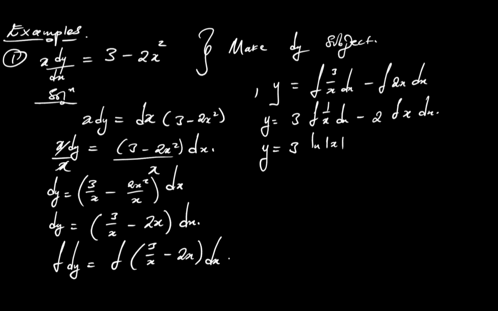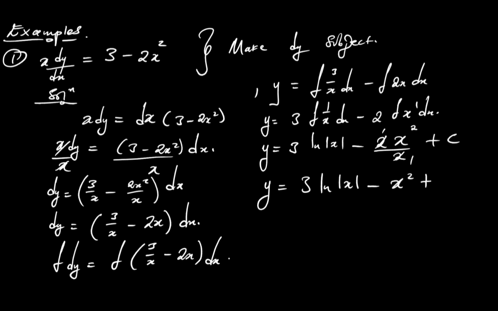So we have 3 ln of the absolute value of x, then minus 2. Remember, this has a power of 1, so you have x. Remember, increase the power by 1, then divide the entire term by the new power. So you have the power 2 divided by 2. Then remember, we have no initial conditions, so we're going to have the presence of an arbitrary constant c. So this will be plus c. So this will be y being equal to 3 ln of the absolute value of x minus 2 there, 1, 2 there, 1. So you have x squared plus c.